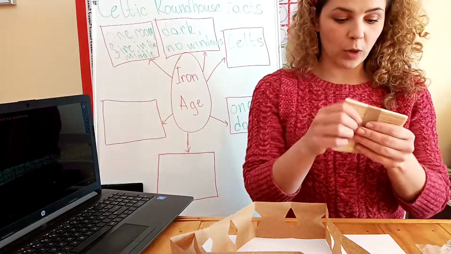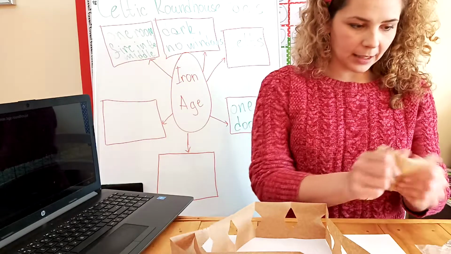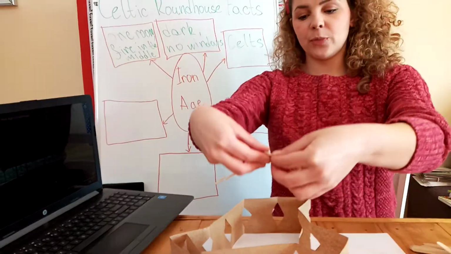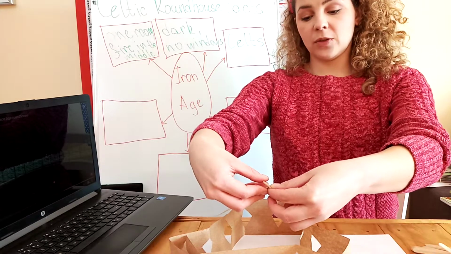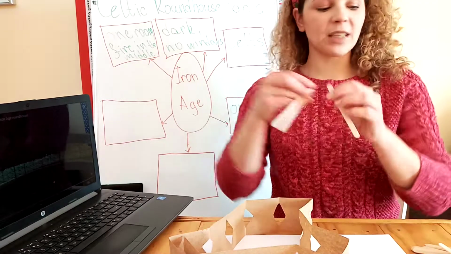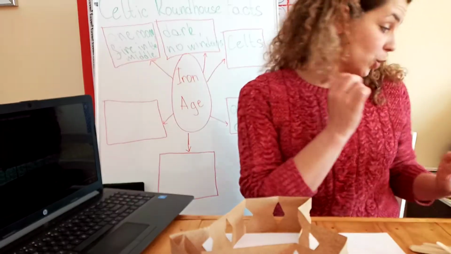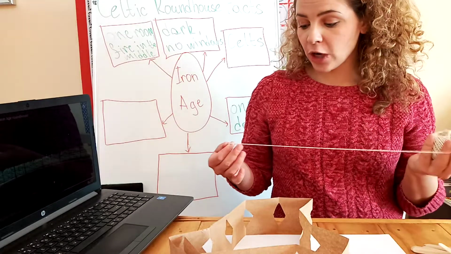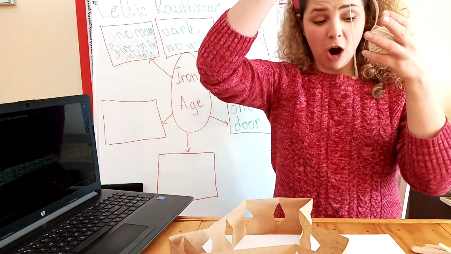Okay, I have these ones, so hopefully, let's see. When they come together, they're going to be like this. So in order to cover my Celtic roundhouse, I'm going to have to make my Celtic roundhouse much smaller. And because I don't have any straw, I'm going to try to use this yarn instead of straw.